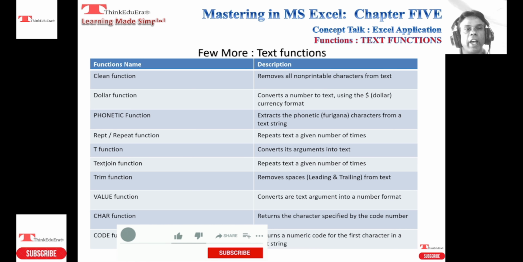Then there is the REPT function, which is the short form of repeat. If you want to repeat some text a certain number of times, you can tell Excel and use the repeat function. The T function converts its argument into text. Then there is the TEXTJOIN function, like we had CONCATENATE. You can have this repeat text a given number of times.